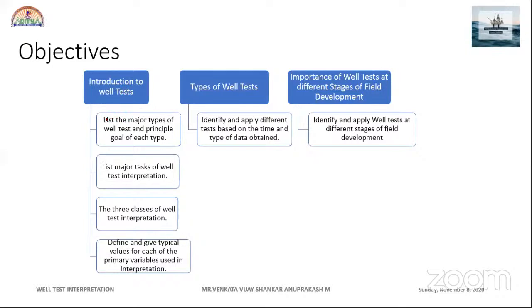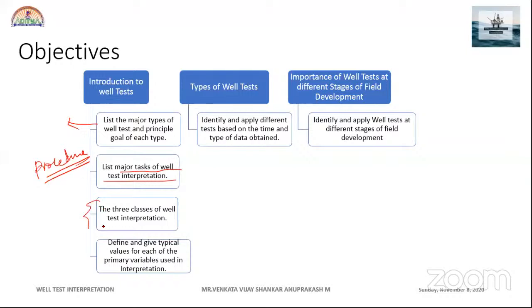So are you able to identify what is the list of major types of well test? We have seen build-up of pressure, drawdown, multi-rate testing, multi-well testing, injection well test, and so on. List of major tasks of well test interpretation. I think we have seen a procedure like gathering the data and filtering the data.